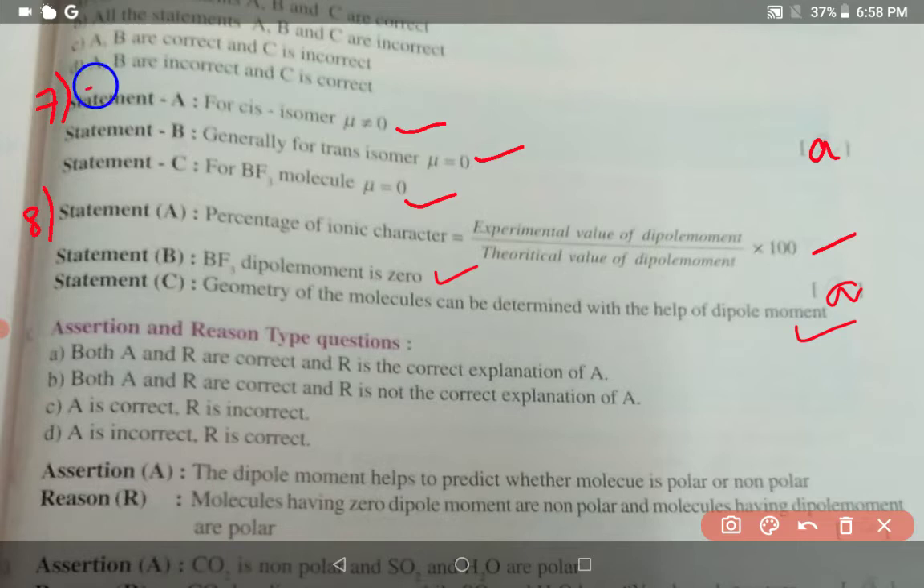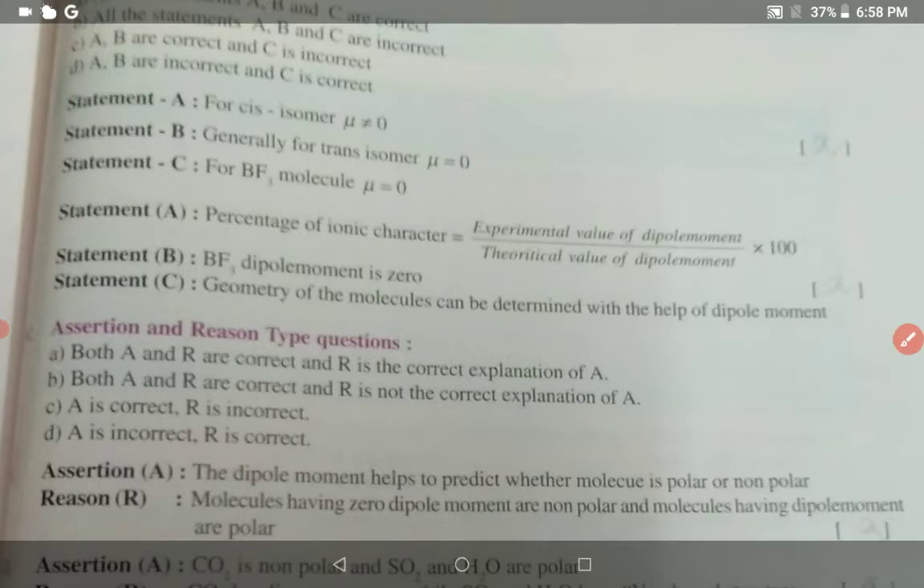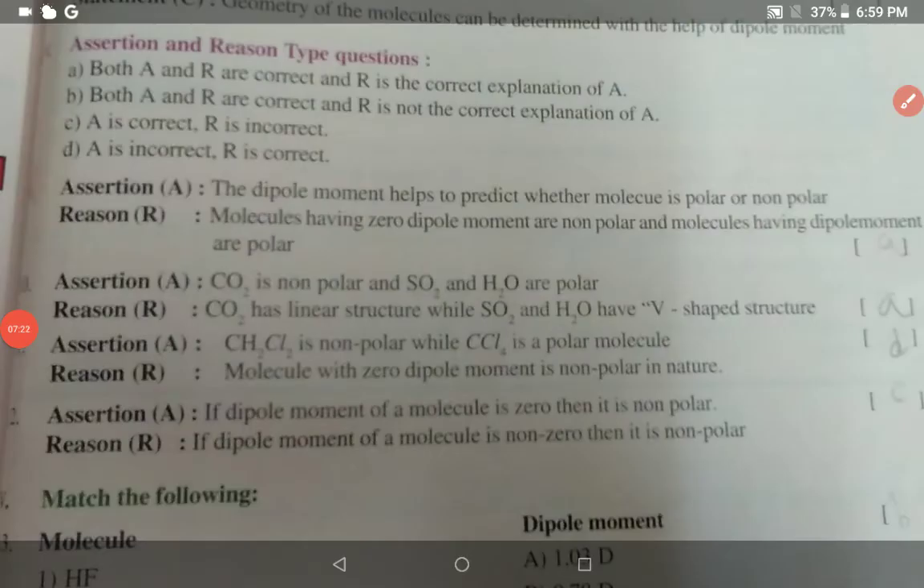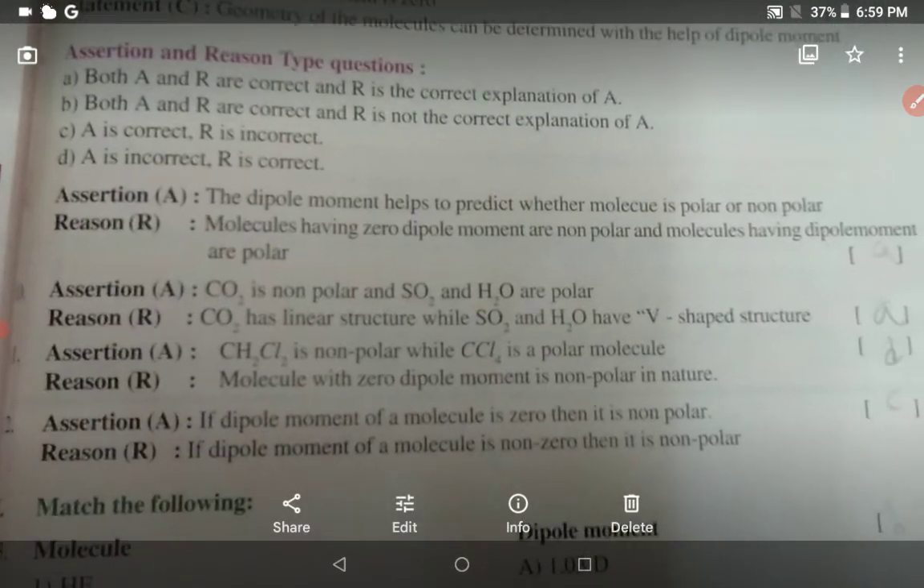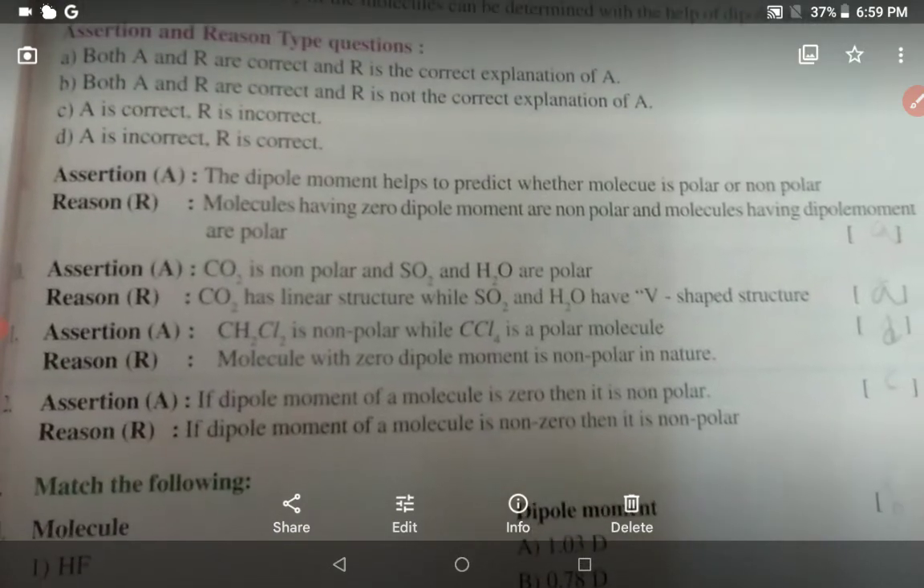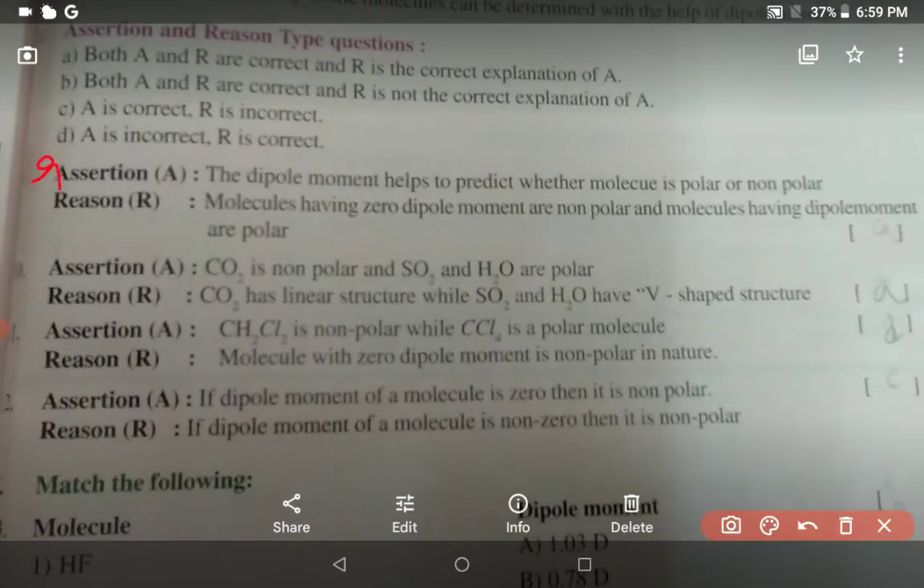So both the 7th and 8th questions have option A only. Next, looking at the assertion and reason type questions. Now, question number 9 is an assertion-based question. Options are given above: 9th, 10th, 11th and 12th. This is the question number series for assertion and reason.